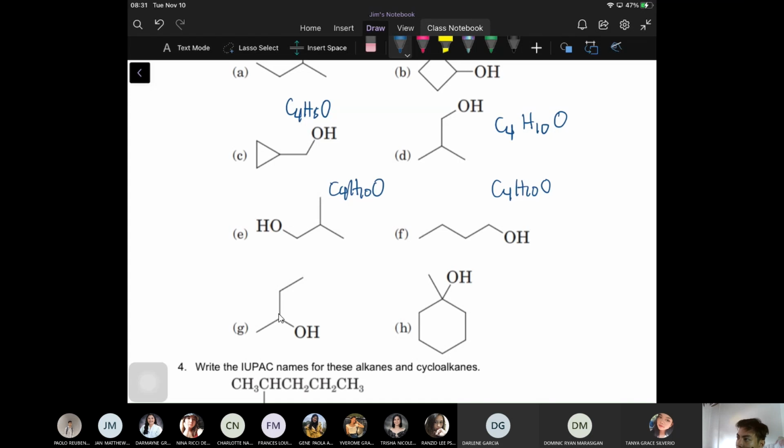This will be 3 plus 1, 4 plus 2, 6 plus 3, 9 plus 1, 10. So, sobra lang ng isa. C4H10O. Okay? So, ganun lang. Isang hydrogen lang to. Okay. And lastly, thank you, Tanya. Lastly, letter H.